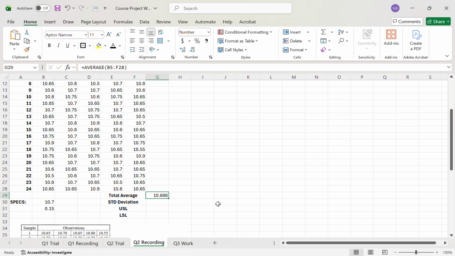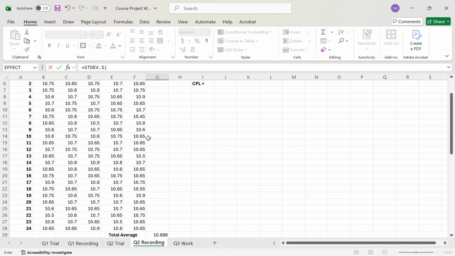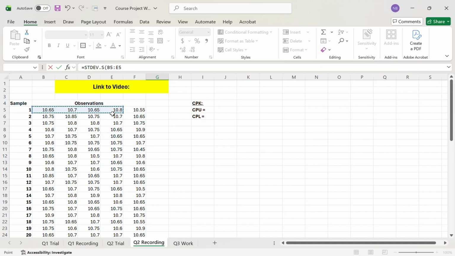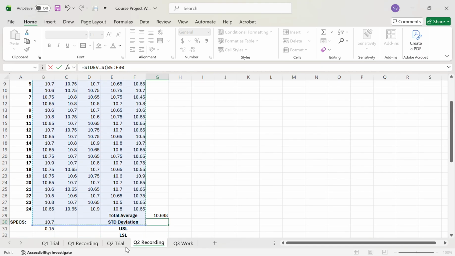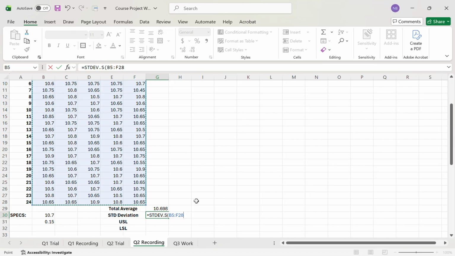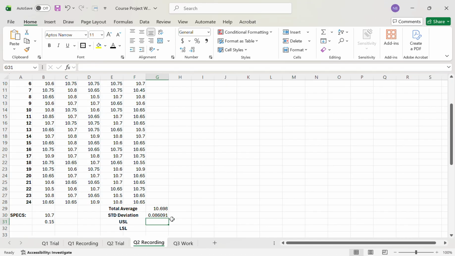Next, we're going to want to find our standard deviation. And again, we can use the Excel formula, STDEV.S, and we want to use .S here because this is a sample. We don't want to use .P. This is not a population, this is a sample. And again, we can select all of our sample data here. And here is our standard deviation.